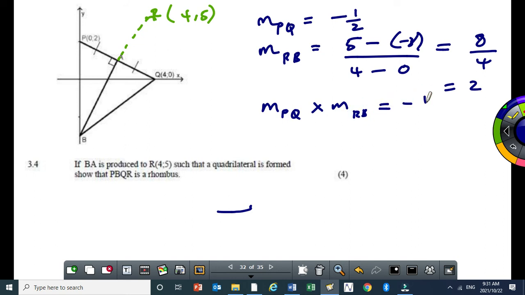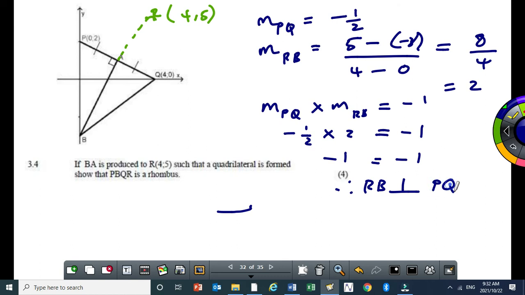Then I need to prove this. So MPQ is negative a half times MRB, that's 2. Now when I'm proving that the lines are perpendicular, I need to simplify the left hand side until I get the right hand side. So this gives me negative 1, therefore RB is perpendicular to PQ. Okay, so I've done the first part now. That will help me to say that the diagonals are perpendicular to each other.